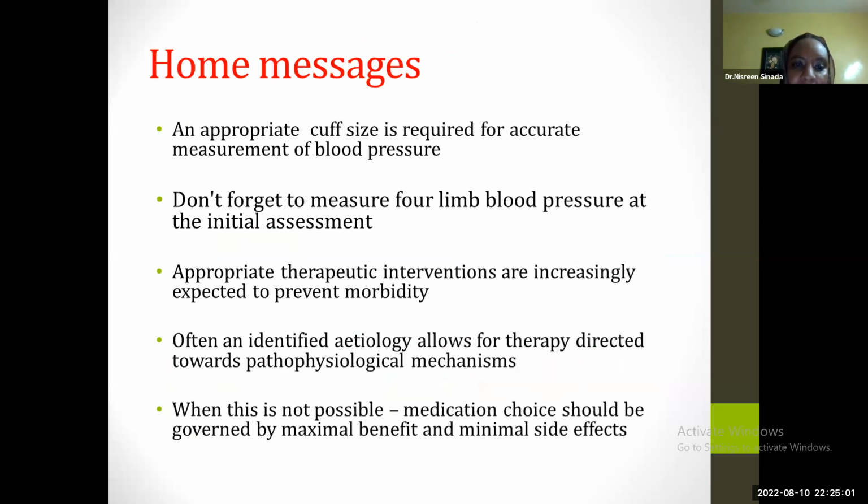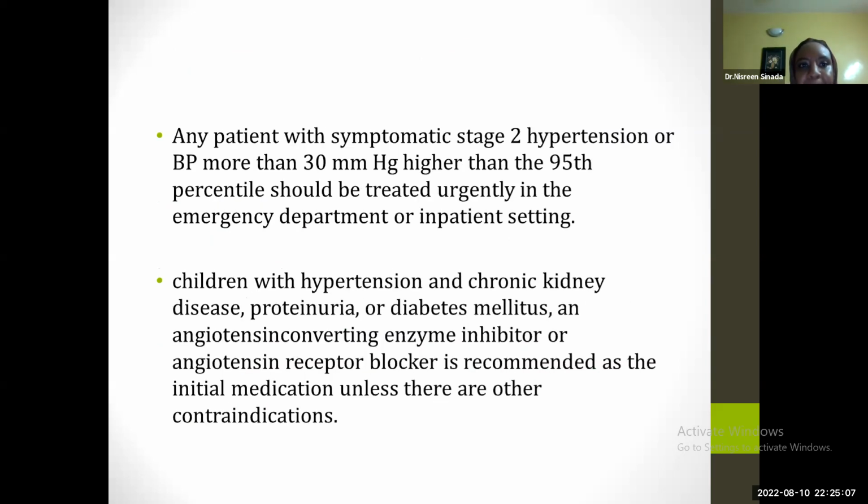And when this is not possible, medication choice should be governed by maximum benefit and minimal side effect. And any patient with symptomatic stage 2 hypertension or blood pressure more than 30 millimeters higher than the 95th percentile should be treated urgently in the emergency department or high dependency area and inpatient setting.